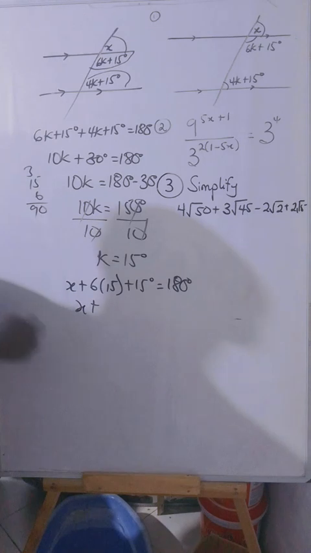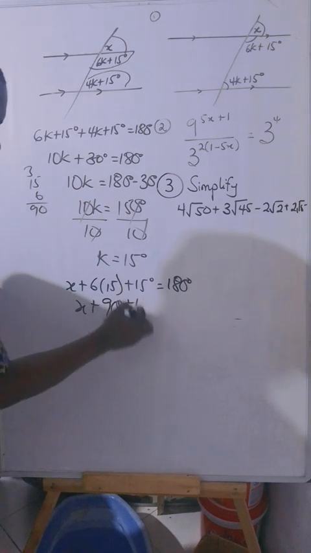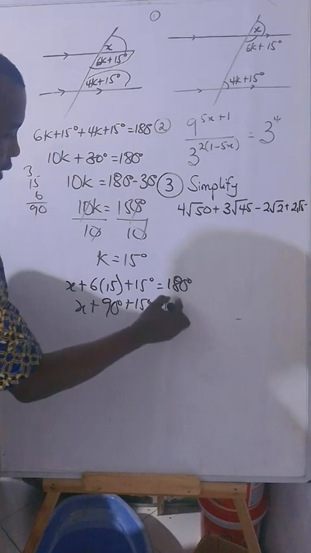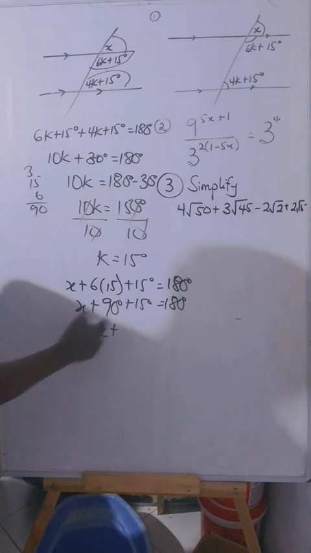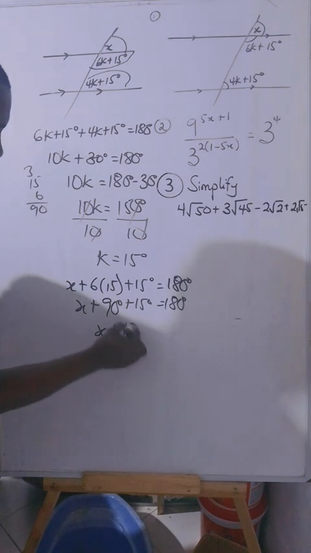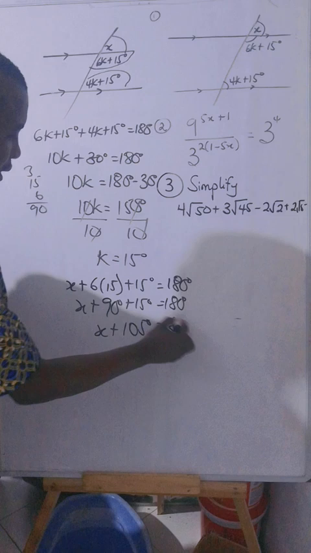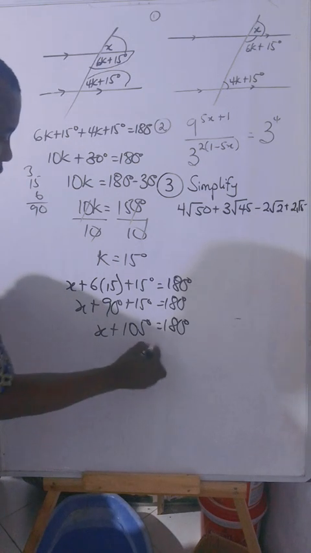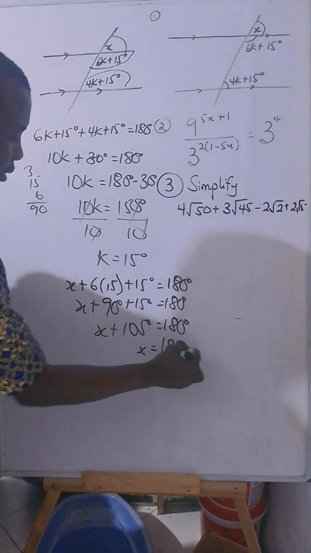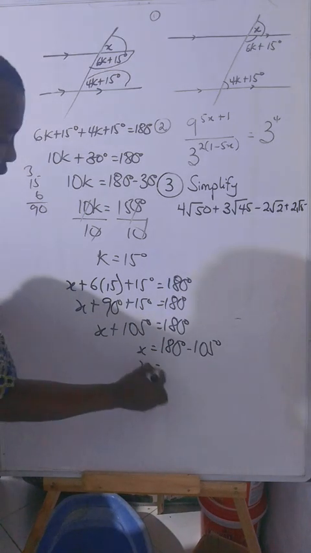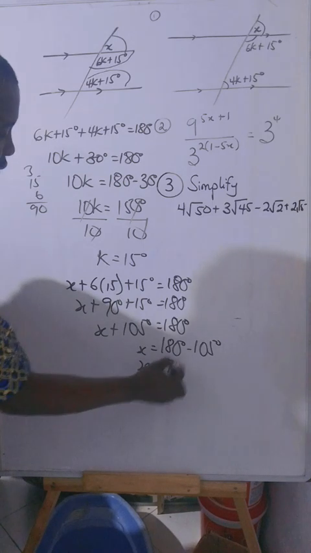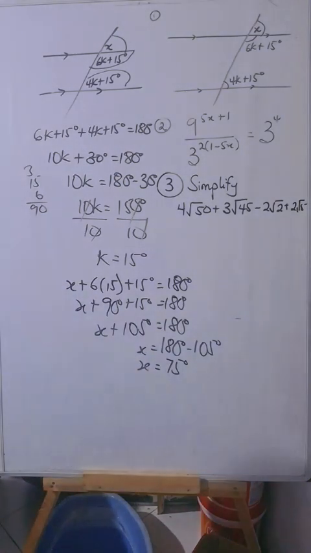So this is 90. So 90 degrees plus 15 degrees, this will give us 105 degrees. So x plus 105 degrees equals 180 degrees. Then x equals 180 minus 105 degrees. So x equals 75 degrees. Right. Hope this one is simple.